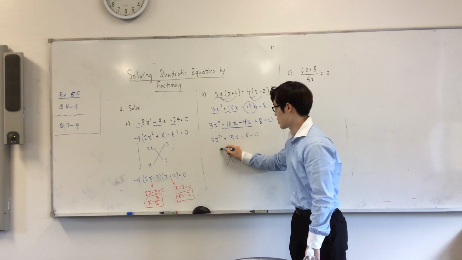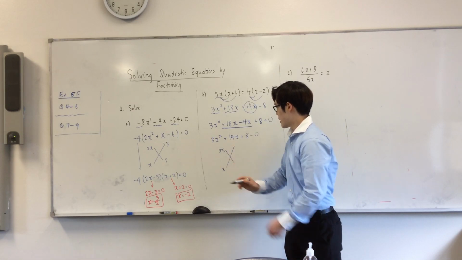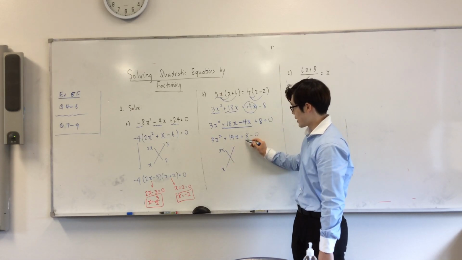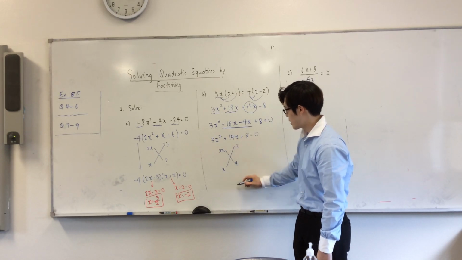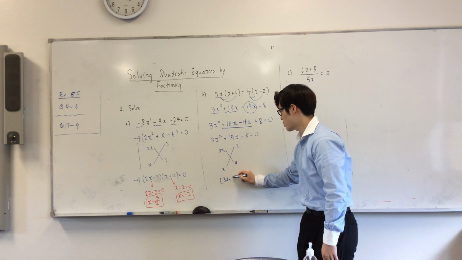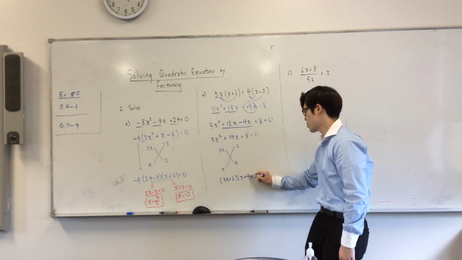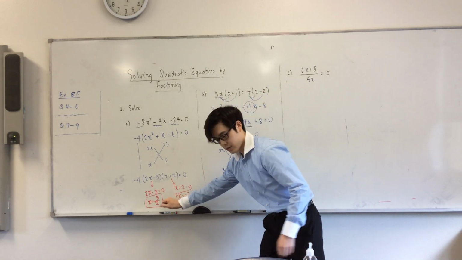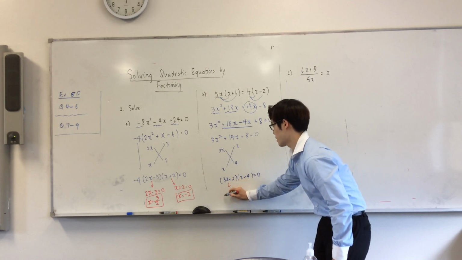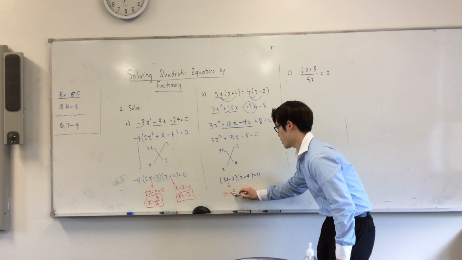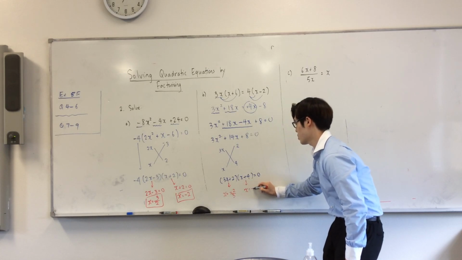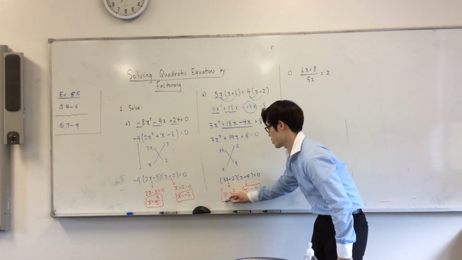So if I use the cross method to factorize this, in this case, okay, that's pretty easy. 4 and 2, 12 plus 2 is 14, that's good. So I've got 3x plus 2, x plus 4 equals 0. So solving this, x equals -2/3, and here, x equals -4. So those two are your solutions to this equation.